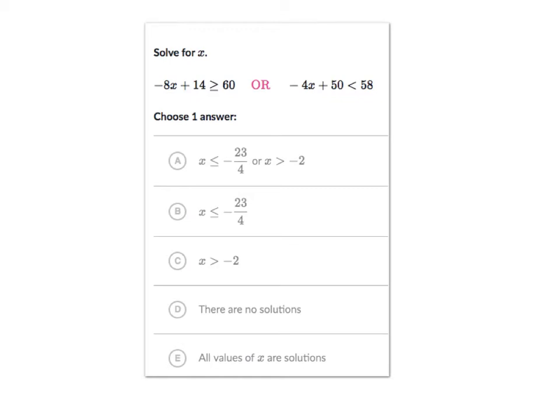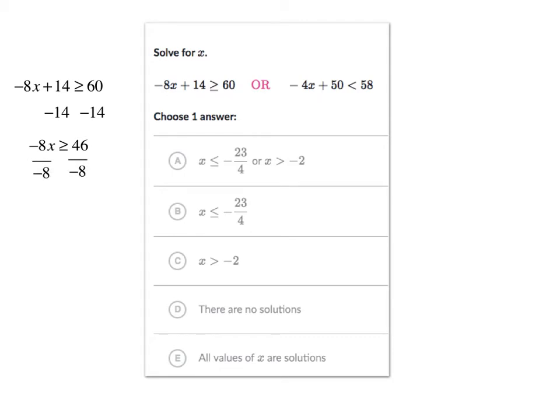And we have a compound inequality, -8x plus 14 is greater than or equal to 60, or -4x plus 50 is less than 58. So I'm going to start with the first inequality that was given and work on solving this one first. Let's get the variable by itself. Let's subtract 14 from both sides. We get -8x is greater than or equal to 46.